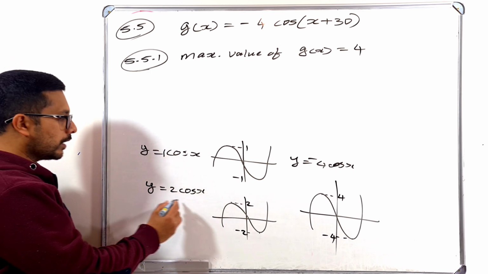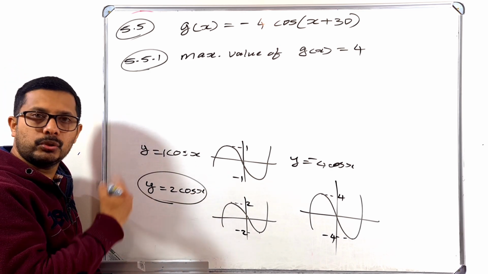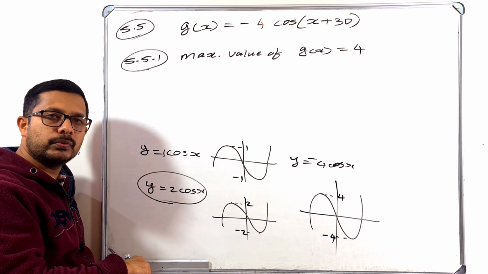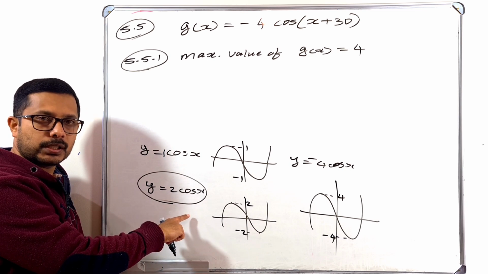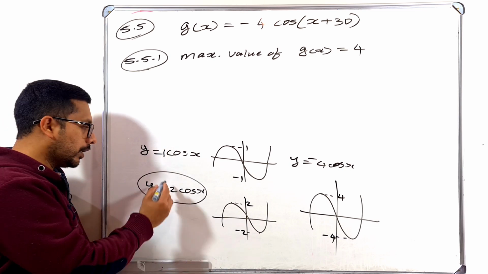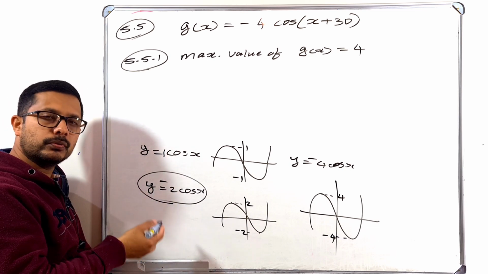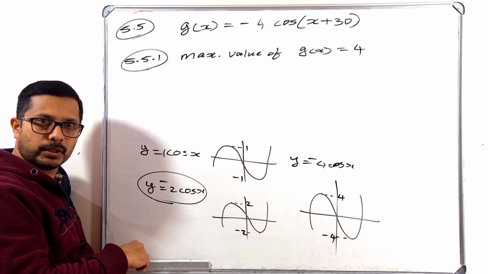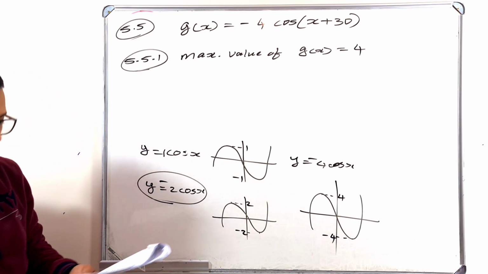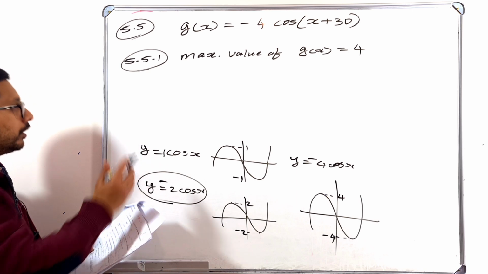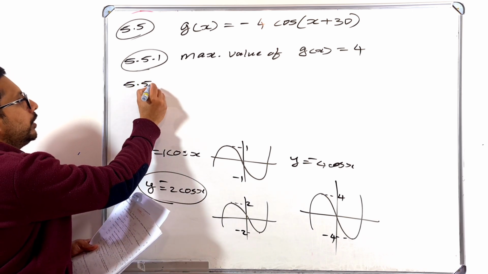Okay, what is the maximum value of 2 cos x? 2. What is the minimum value? -2. Okay, what is the maximum value? 2. What is the minimum value? -2. Same thing. Okay, so that is question number 5.5.1. Now let's go to 5.5.2.